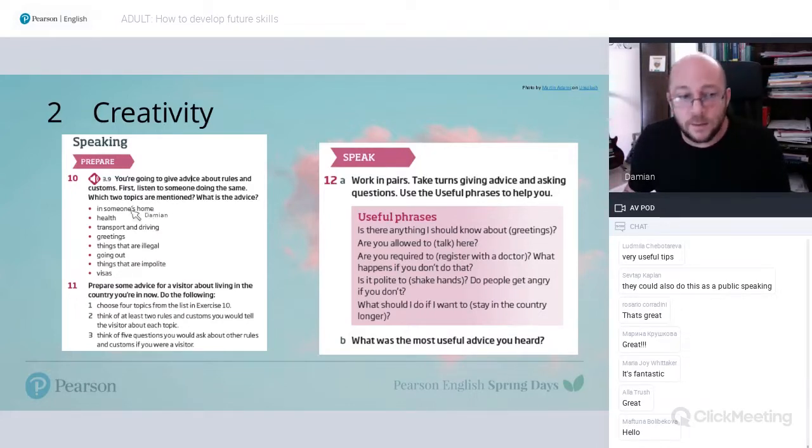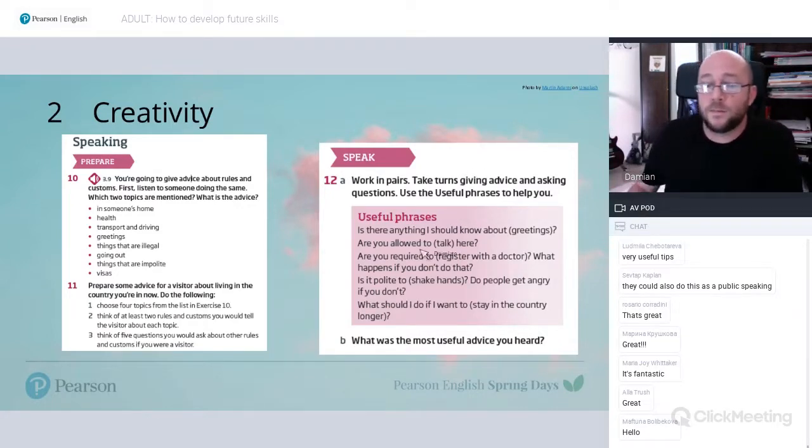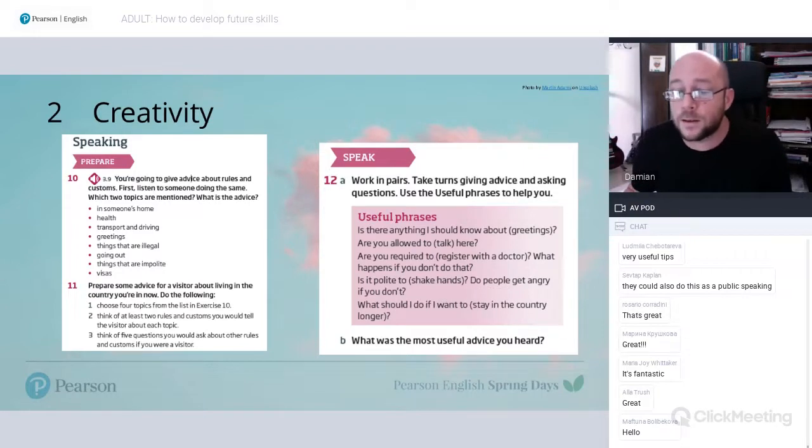So they listen to the model, do a comprehension task, then they prepare their own advice. So they can choose 4 topics, they can come up with other topics. The idea is to encourage creativity here. Then they select these down and think of questions that they can ask other people, and then they've had their ideas and now they put them into practice by taking turns giving them advice. We give them some more useful phrases, more tools for the task, and then a bit of reflection where they reflect on the most useful advice they heard.